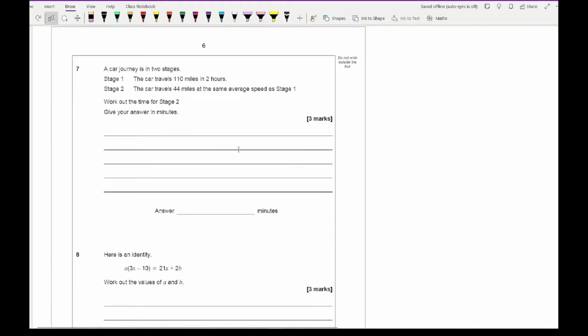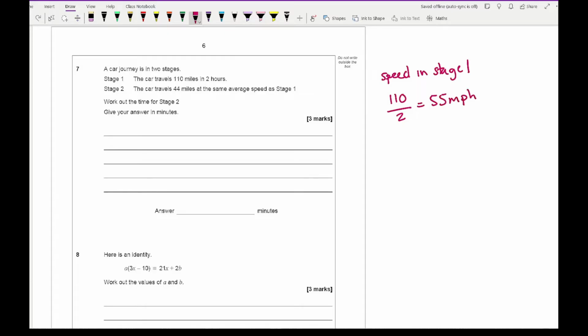Now question 7 is looking at speed, time, distance. This question says that a car journey is in 2 stages. First stage, the car travels 110 miles in 2 hours, and stage 2, the car travels 44 miles at the same average speed as stage 1. Work out the time for stage 2. So for this, what we need to do first is work out the speed in stage 1. How do I do that? Well, it's going to be 110 divided by 2, so it's going to be 55 miles per hour.